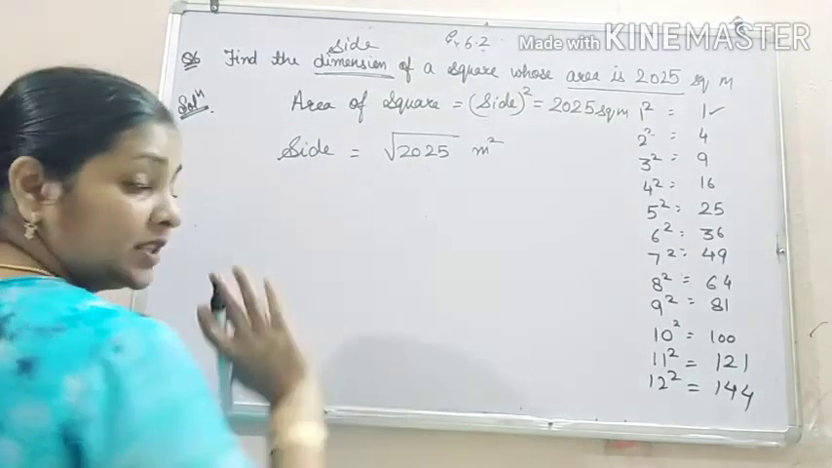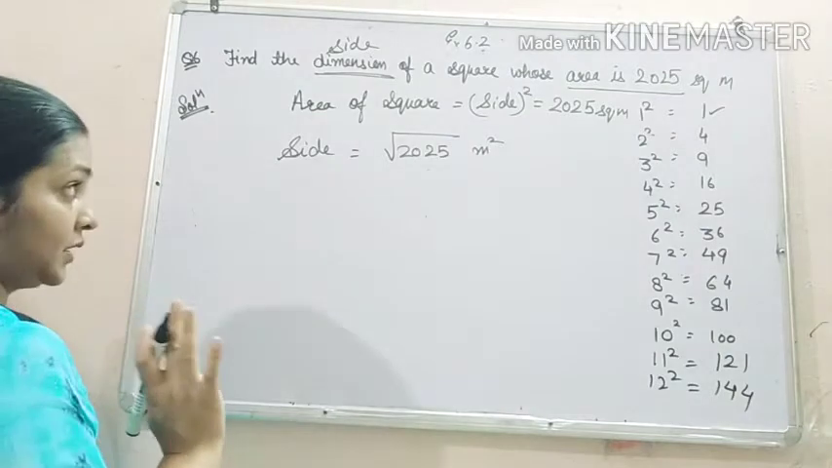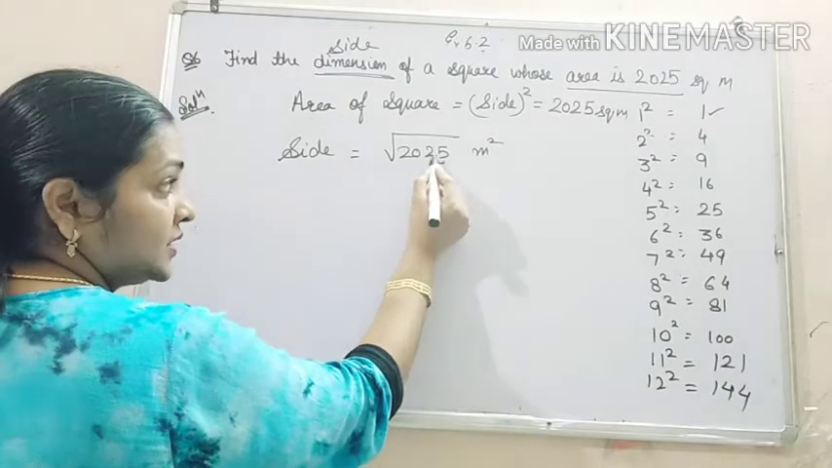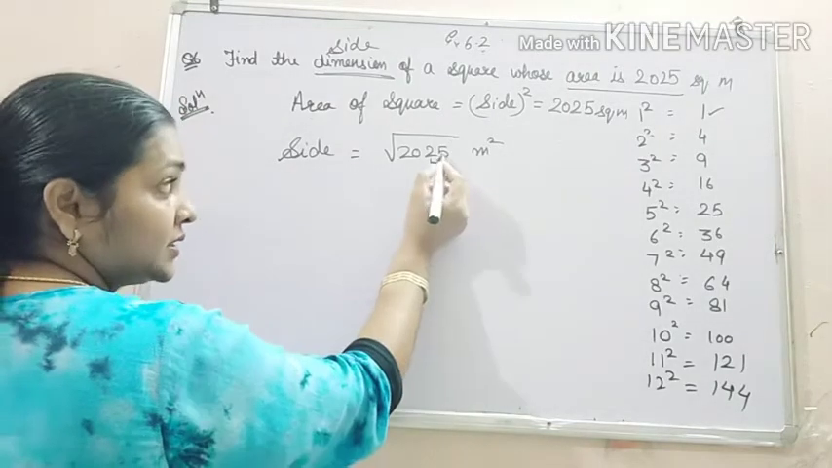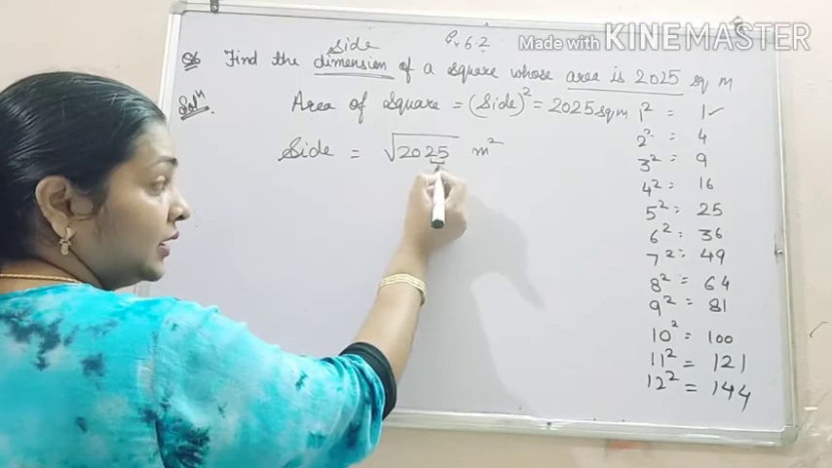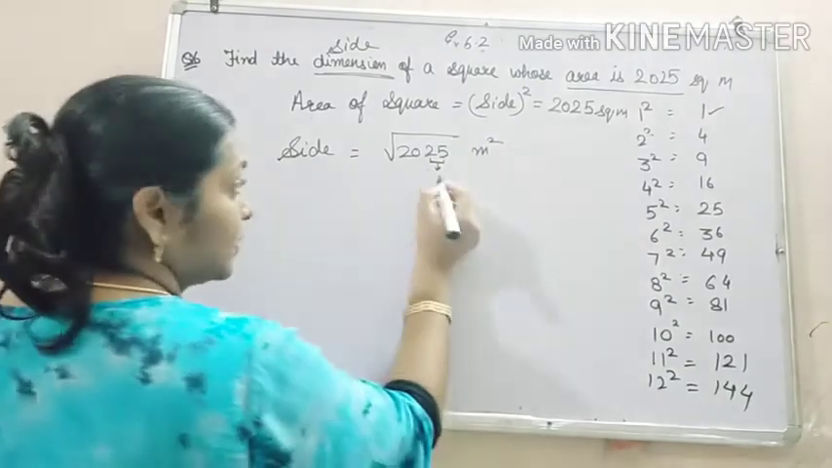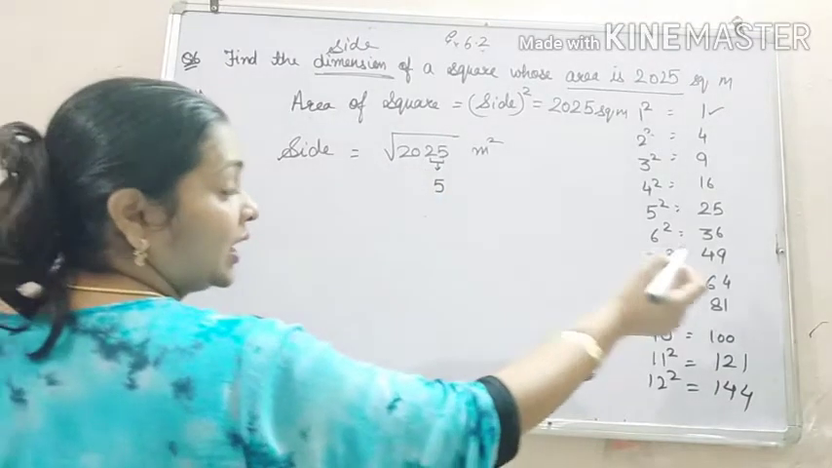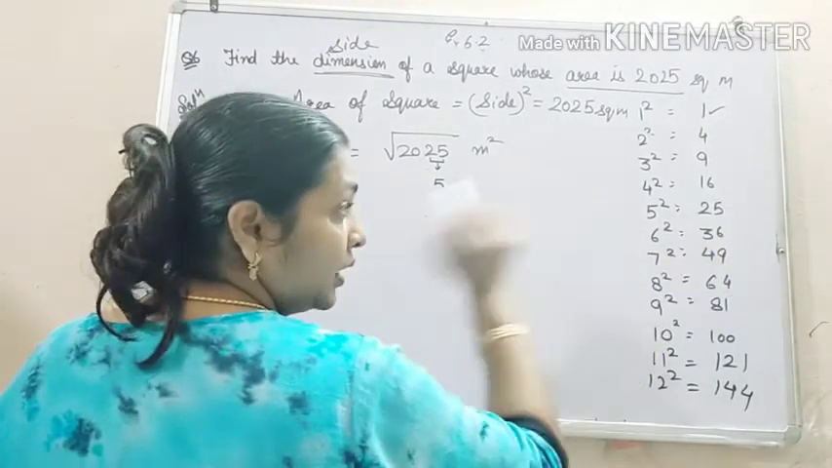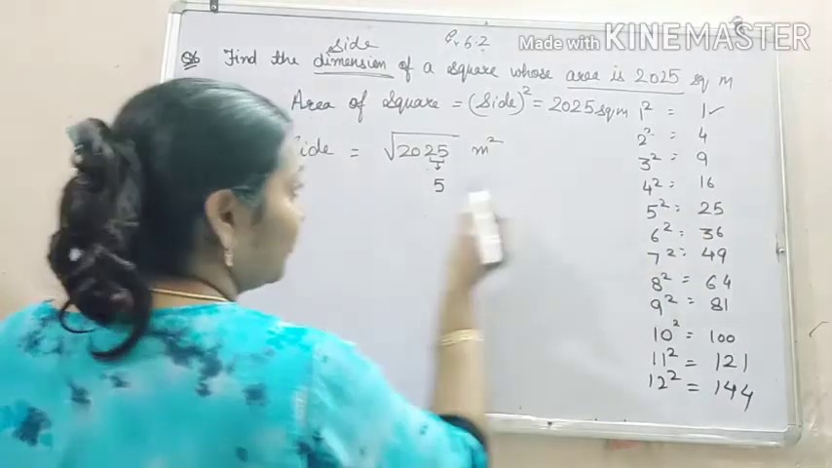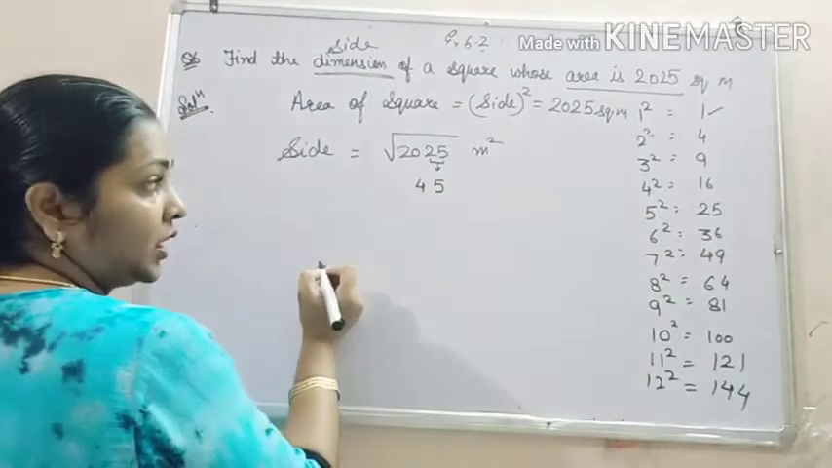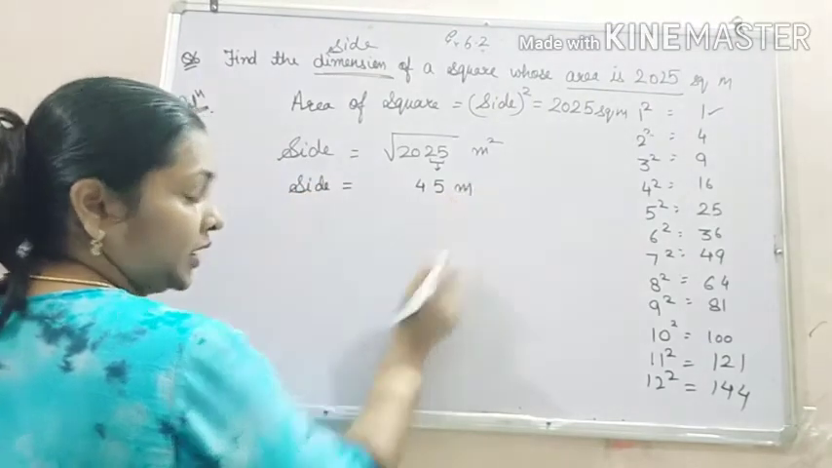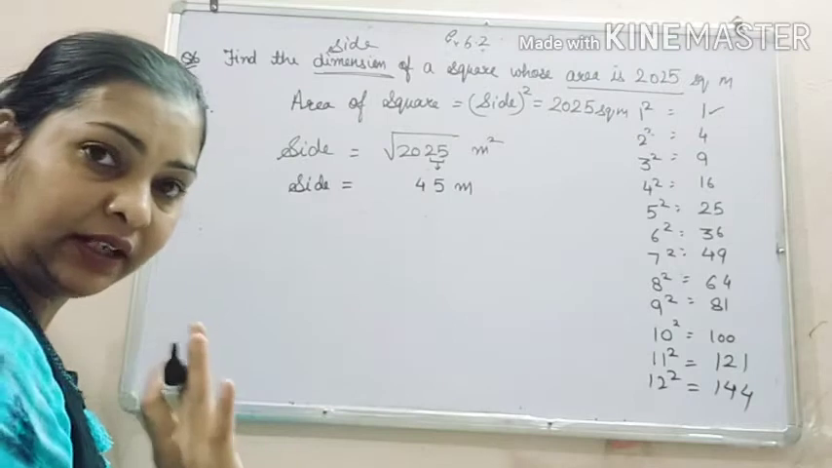Now there are two ways. One is ones and tens method. When you use ones and tens method, you separate ones and tens digit from rest of the digit. That is, here the last digit is 5 and it is possible only for 5. Now here it is 20. 20 lies between the square of 4 and 5 and smaller one is 4. So it will be 45. So side will be equal to 45 meter. This is using ones and tens method.